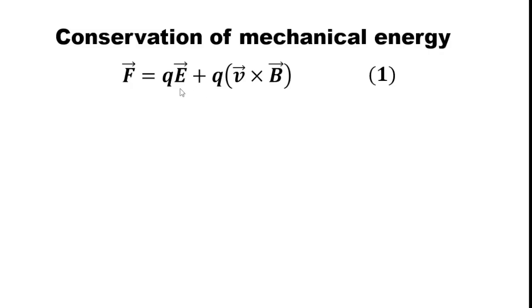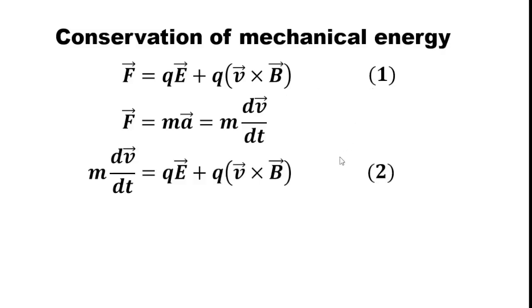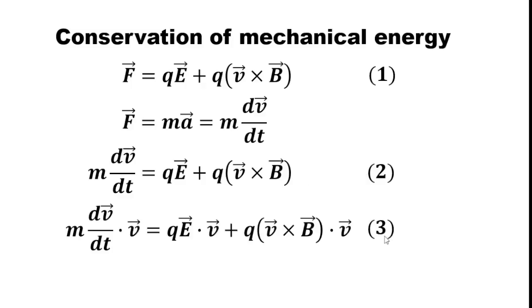Now let's proceed and replace F using Newton's second law with m times acceleration, where acceleration is the time derivative of velocity. This m is the mass of the particle. Putting the value of F into equation 1, we obtain equation 2. Taking the dot product of equation 2 with the velocity vector v, we obtain equation 3.